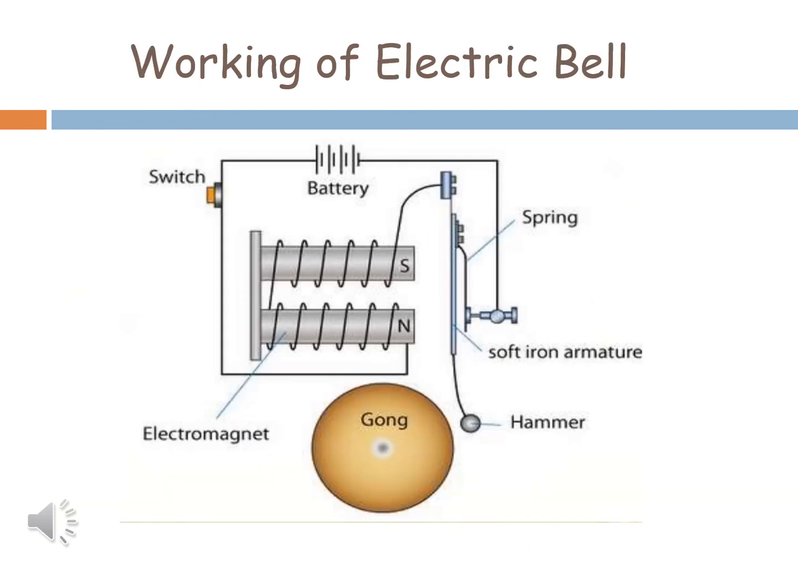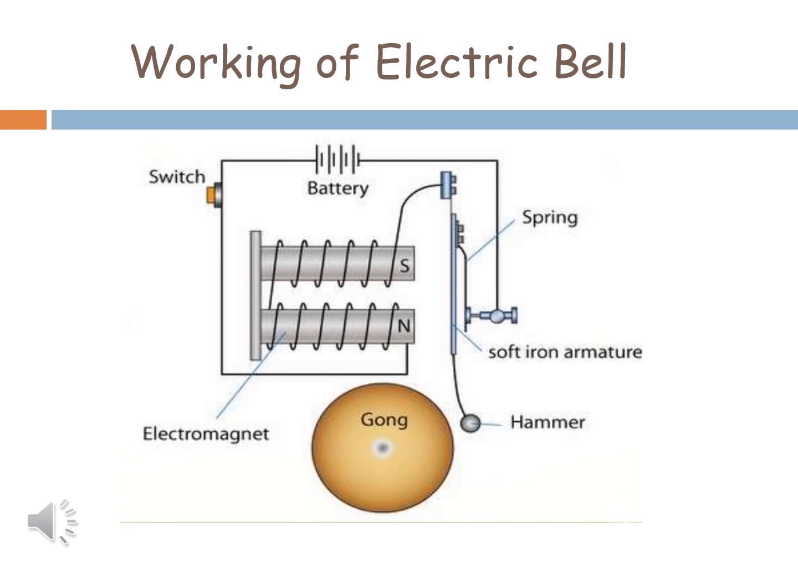Now let us try to understand the working of the electric bell. When we press the switch, the electric circuit of the bell is completed and current passes through the coil of the electromagnet, and it gets magnetized. This electromagnet attracts the armature towards itself, and the hammer attached to it strikes the gong and produces a sound.